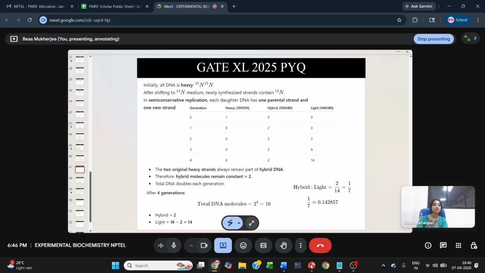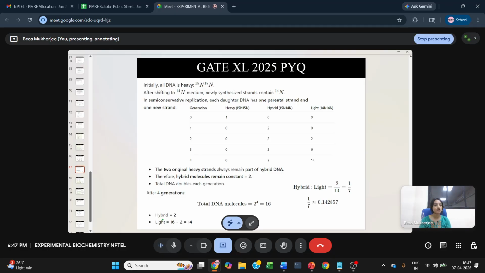So the 2 original heavy strands always remain part of the hybrid DNA, and therefore the hybrid molecules remain constant, that is 2. Right, so the total DNA doubles after every generation. So after 4th generation, it is 2 to the power 4, so that is 16. Now total number of light chains is 16 minus 2, that is 14. So the total after 4 generations, the total DNA molecules is 2 to the power 4, that is 16. So number of hybrid DNA is 2, and number of light DNA is 16 minus 2, that is 14.